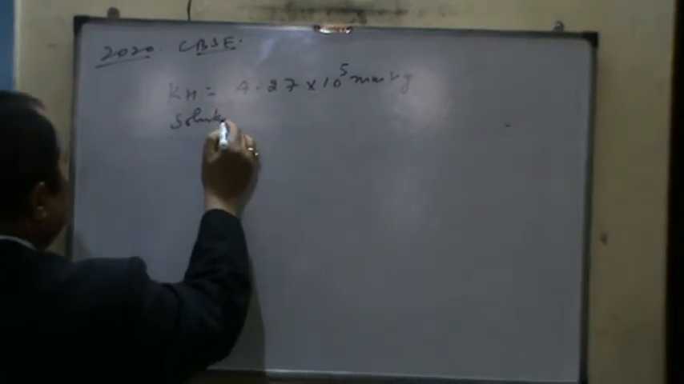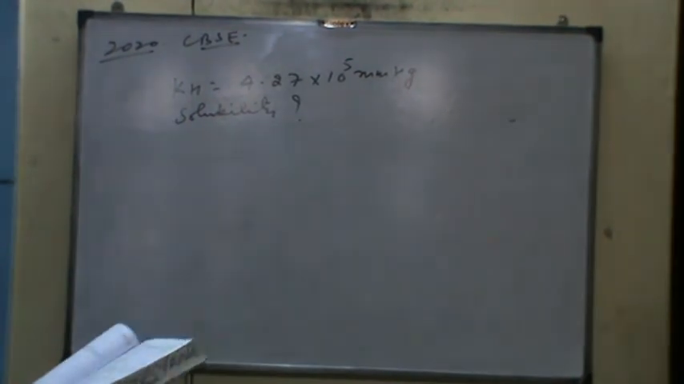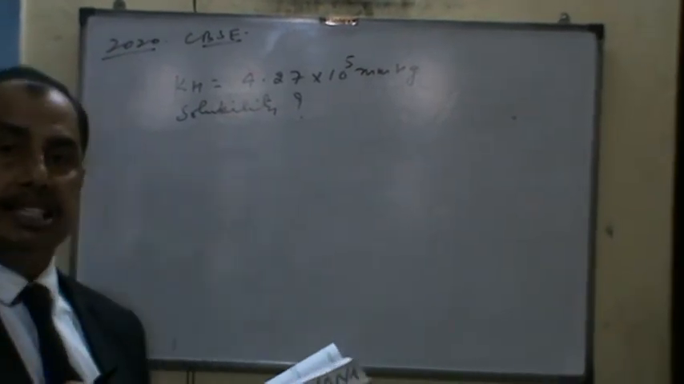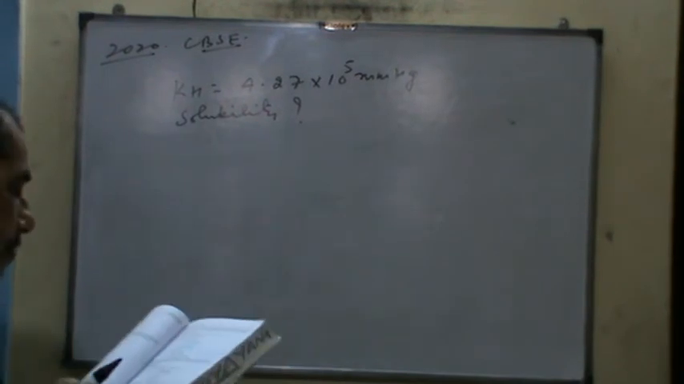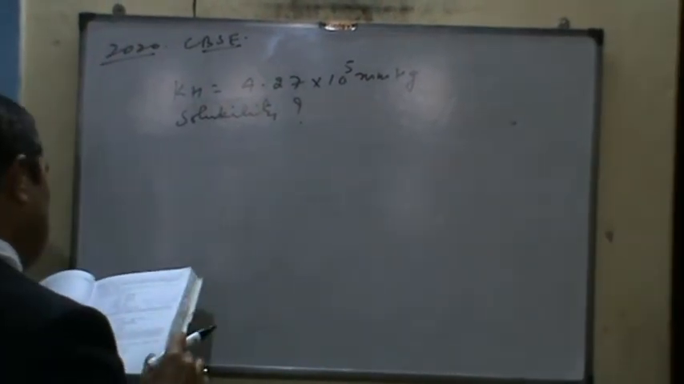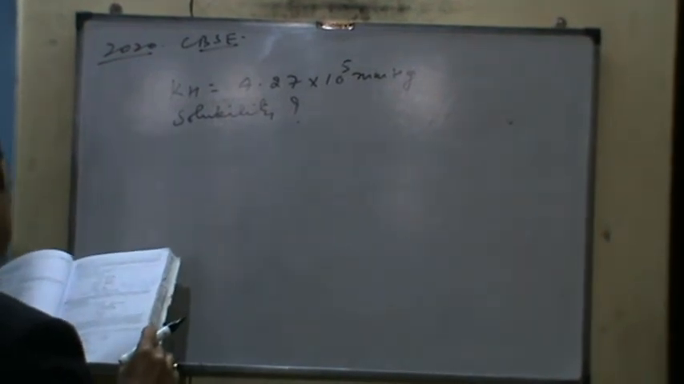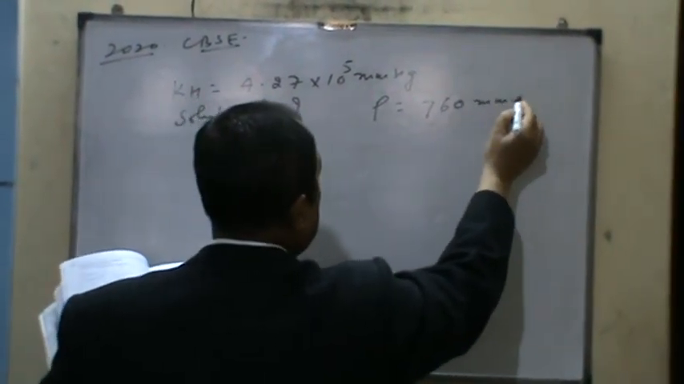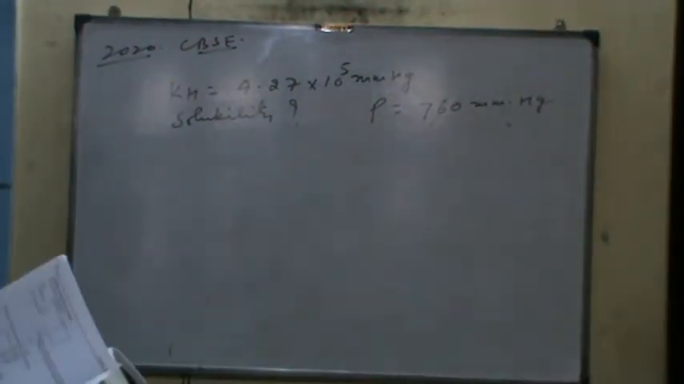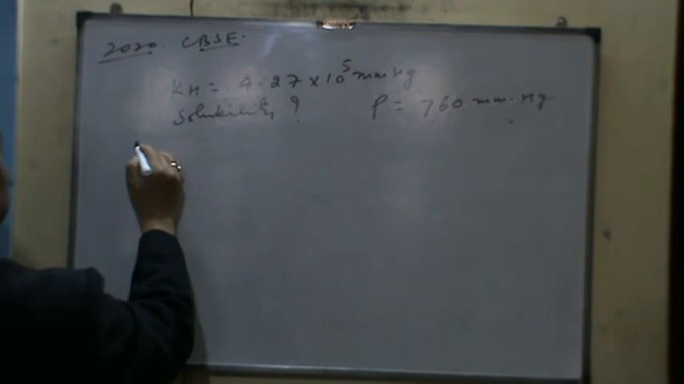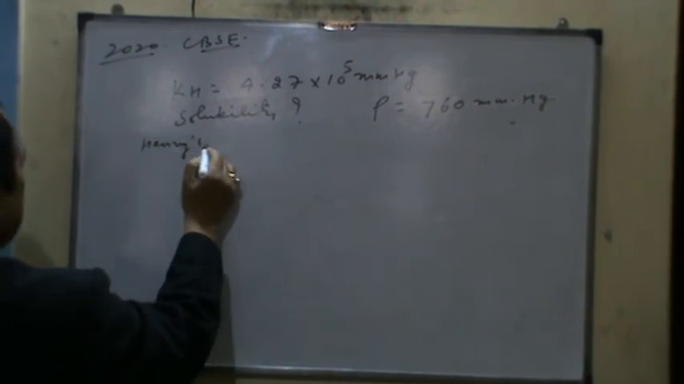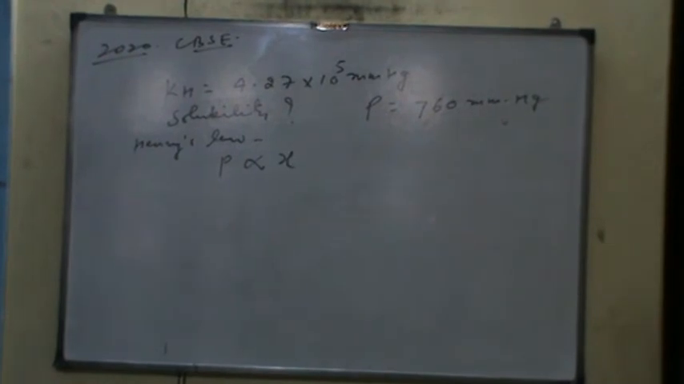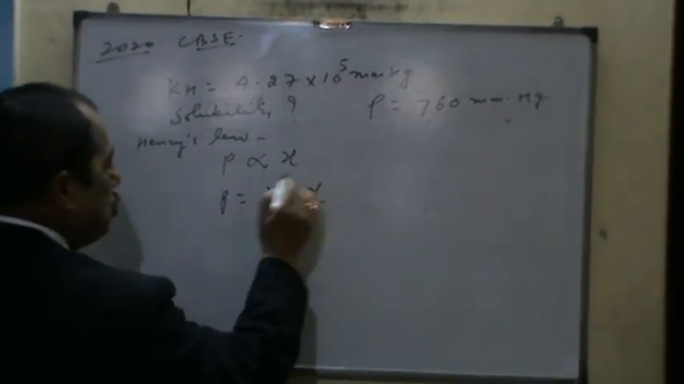What we have to calculate? Solubility. So underline it, make it the question. What we have to calculate? Solubility of methane, and the data provided to us is the KH, that is Henry's constant, and the solubility of methane in benzene at 298 Kelvin under 760 mm pressure. So what is the atmospheric pressure? It is 760 millimeter of mercury. Anybody tell me which formula you can apply here? So apply the Henry's law. Pressure is directly proportional to the mole fraction, and pressure is equal to KH into mole fraction.